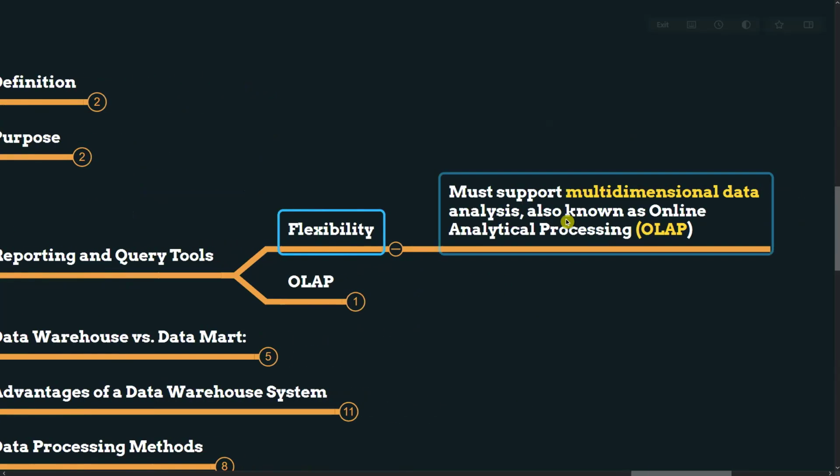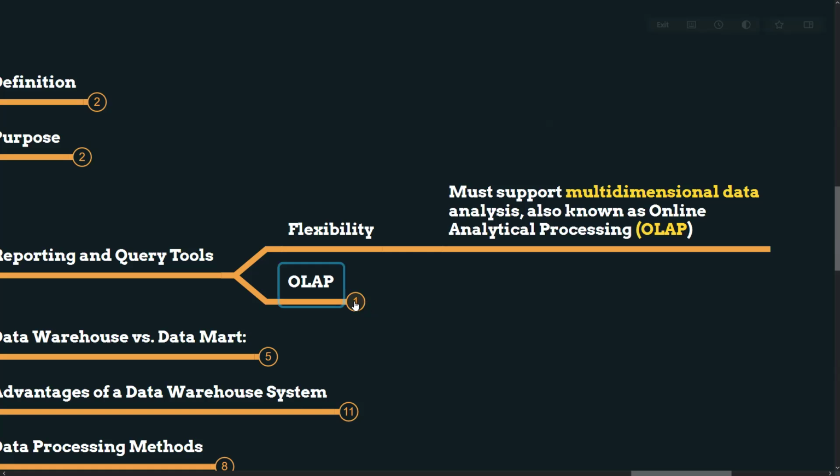So these reporting and query tools are more flexible. They must support multi-dimensional data analysis, also known as online analytical processing. This word is very important for your exam purpose, OLAP, right? So guys, what does flexibility mean? Just like you can look at a book from different angles in a library, right? Different angle means, for example, who the author is. In your library software, you can select the author of the book, and you can see how many books he wrote, which genre each book is, and what the publication date is. Like that, the reporting tools in data warehouse systems allow users to view the data from various perspectives, like by product, by region, by time period.